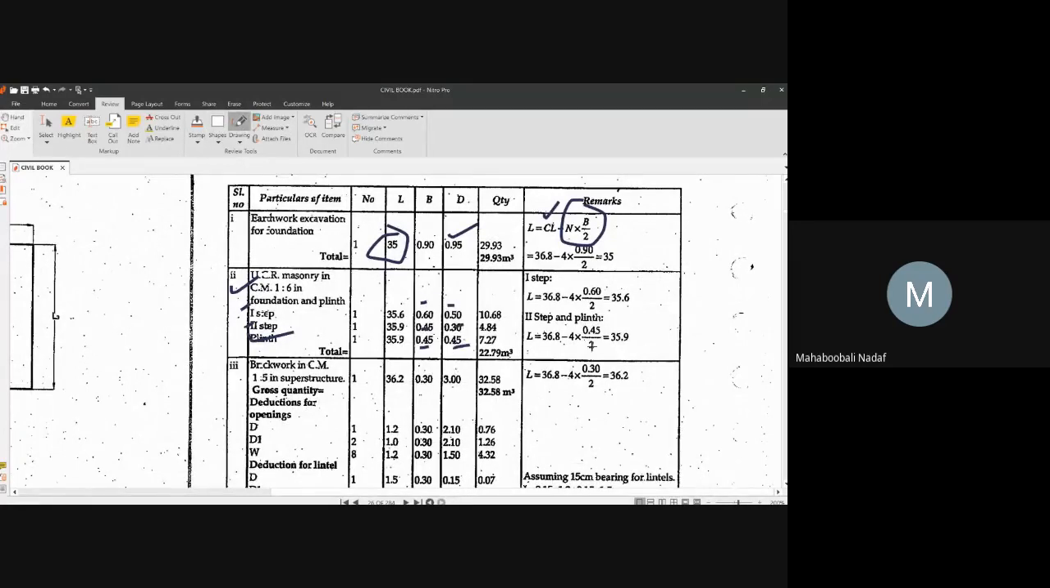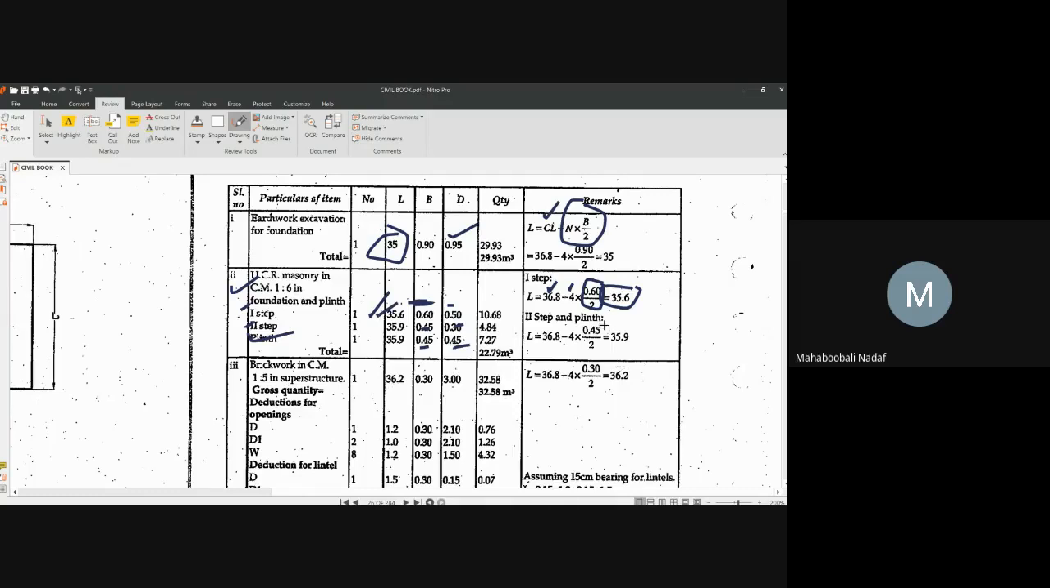Now, how to get the corrected length? Center length minus number of junctions into B by 2, where B is the width. B is 0.6 for the first footing. So how much are you getting? 35.6, sir. 35.6 is for the first footing.